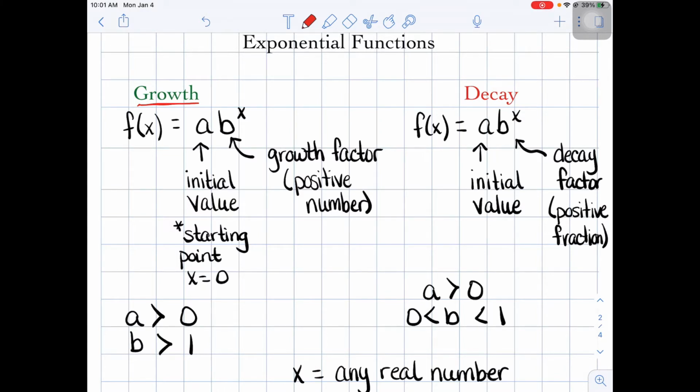However, when we talk about the b in decay, when we're looking at something decaying, we're looking at a positive fraction. So it's less than 1, but it's still greater than 0. Still not a negative number. We don't have negative numbers as our bases here.